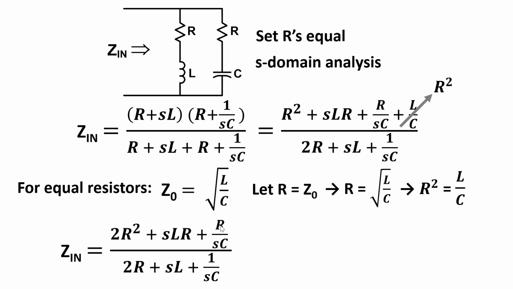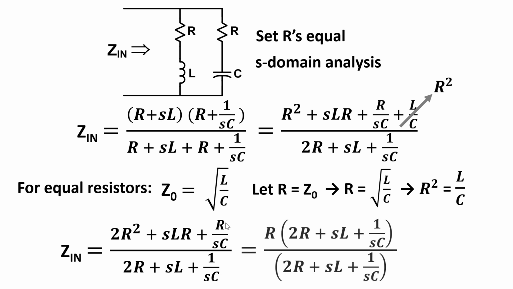Now I can factor out an R term from the numerator. I get R times this term in the numerator divided by this term. Notice that the term in the numerator and this term in the denominator are equal, so I can cancel them out. And the impedance that I see is purely resistive, and it's equal to the value of this resistor R.